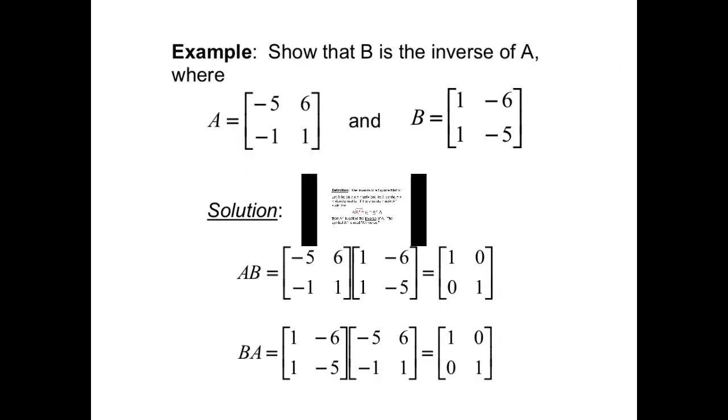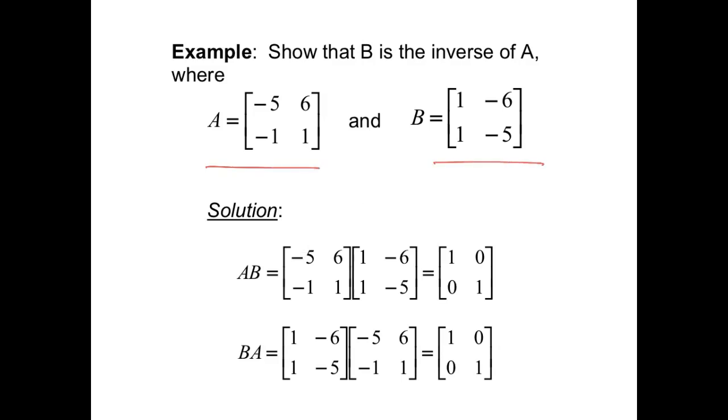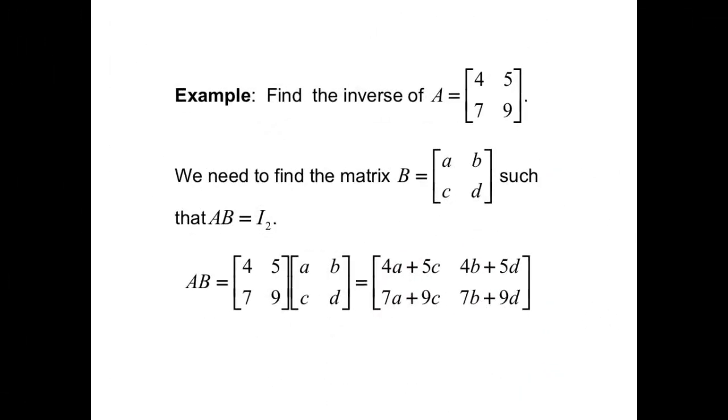So just to show you how this works, if I have two matrices and they're inverses, then what has to happen is if I multiply them in both orders, I will end up with the identity matrix. So let's see how to find the inverse matrix.